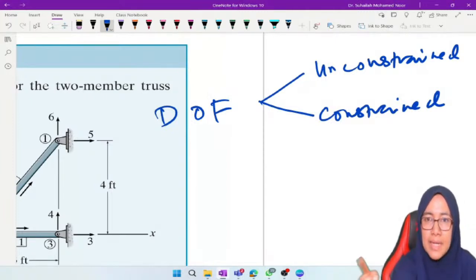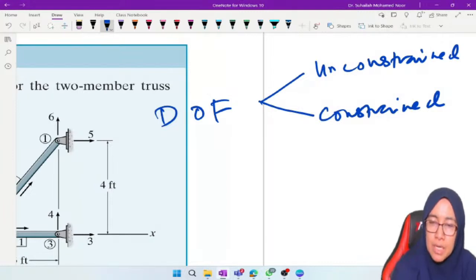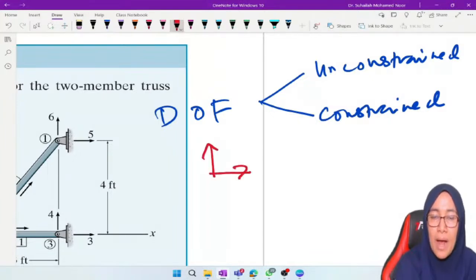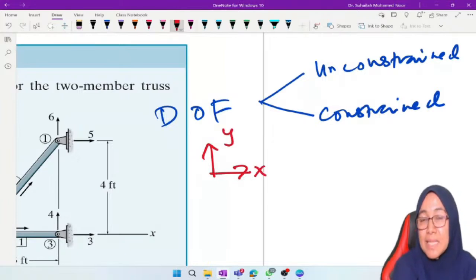Degree of freedom we will label at the node. In a truss structure, there are two degrees of freedom, in the X and Y components. What does it mean, X and Y component? This X and Y is actually the degree of freedom.